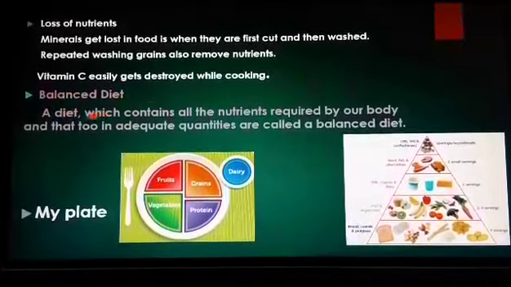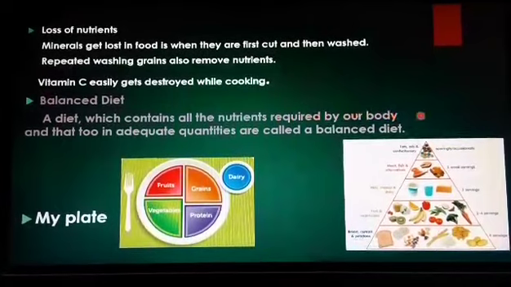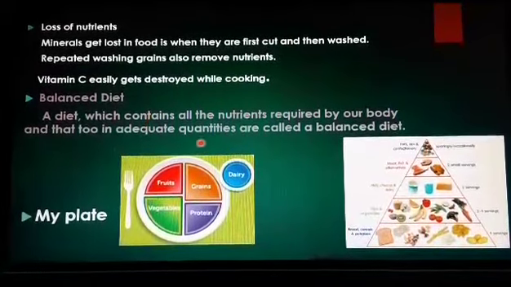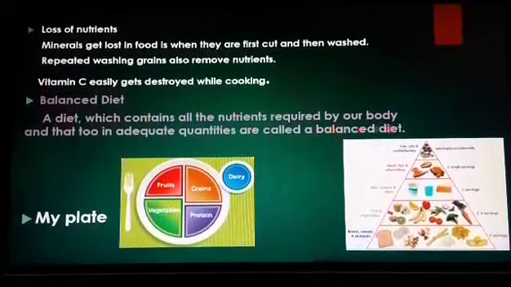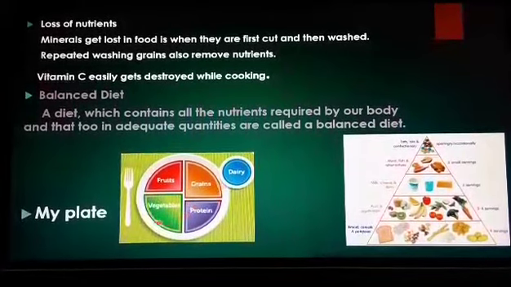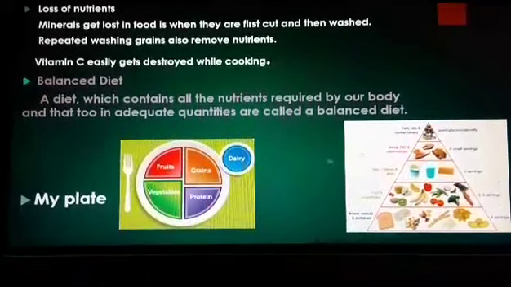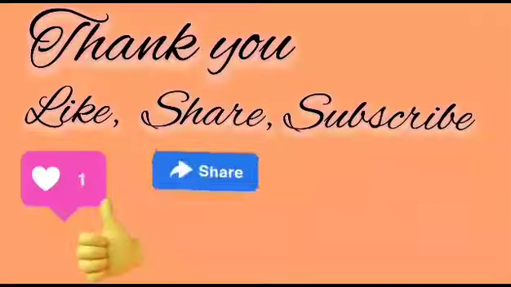Balanced diet. A diet which contains all the nutrients required by our body and that too in adequate quantities is called a balanced diet. My plate: fruits, grains, vegetables, proteins, dairy products and also carbohydrates. This is the food pyramid.